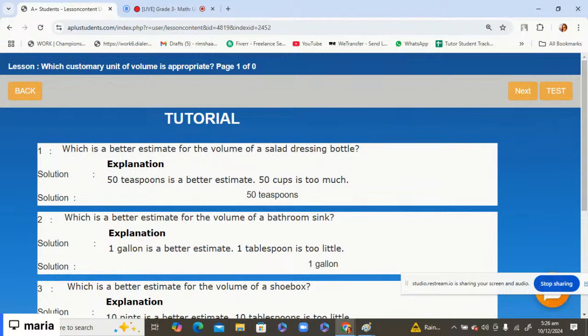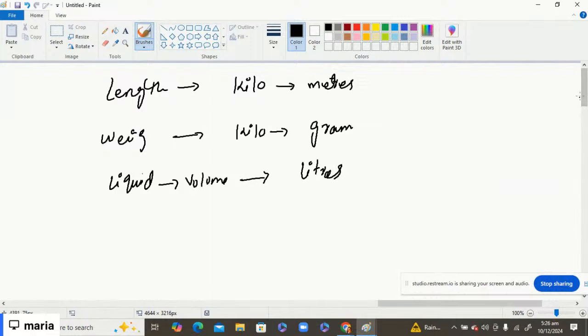So here, which customary unit of volume is appropriate? For volume we use measures in the form of cups, pints, quarts and gallons. Okay, here I'm going to write it, and you also write all of it down in your notebooks.